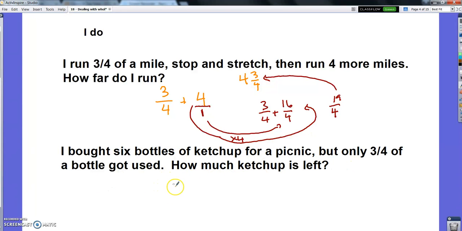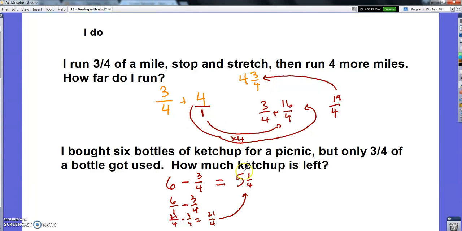I have 6 bottles of ketchup for a picnic, but only 3/4 of a bottle got used. How much is left? So I've got 6, and I take away 3/4. They're much easier when it's an addition or a subtraction problem, because I think this is kind of intuitively 5 1/4. But if you wanted to, you could change this to 6 wholes minus 3/4. Get your common denominator of 4. 6 times 4, 24/4 minus 3/4 is 21/4, and that is 5 1/4.